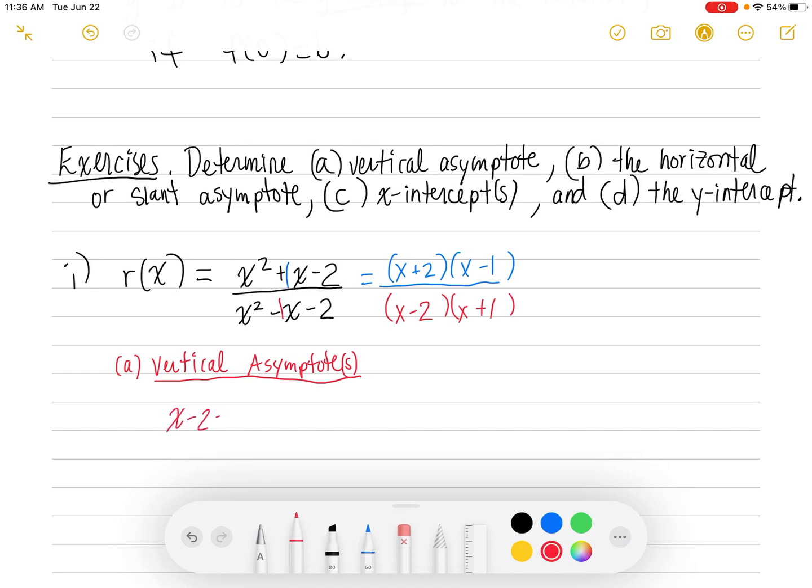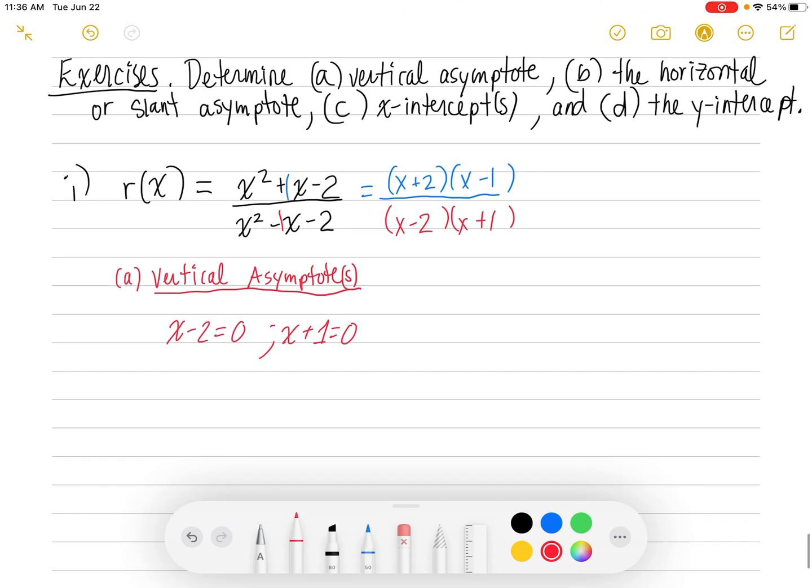So for finding vertical asymptotes, that's what we're going to do next. We're going to take the bottom factors, those are the red factors, and set them equal to 0. I solve first by adding 2 to both sides. I get x equals 2 as a vertical asymptote. The second one, when I subtract 1, I get x equals -1 as a vertical asymptote.